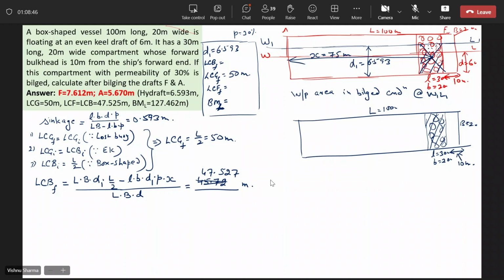Guys, is 47.527 or 525 correct? Yes or no? Yes, sir. 525 is correct, sir. 525, 527, both are correct actually. I know what he's done. He would have taken the LBD1 minus LBD1P in the denominator, then it will come 47.527. If you take LBD, it will come 47.525. That is because D1, the sinkage of 0.593, was rounded off to the third decimal place.